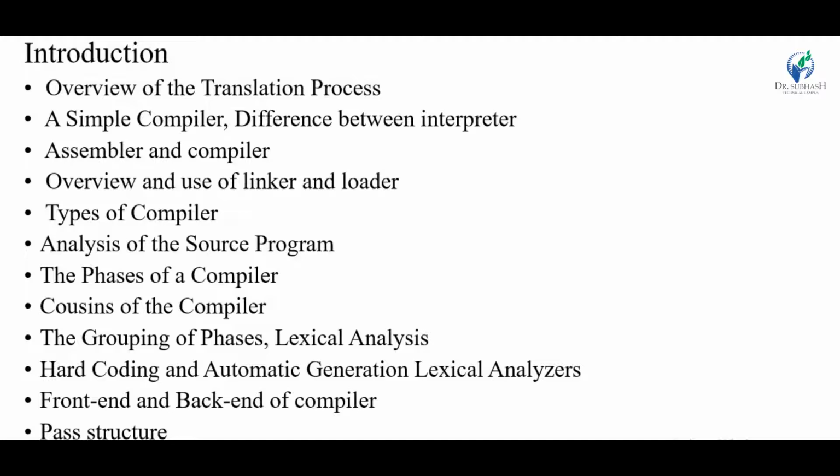Then analysis of source program, phases of compiler. There are 6 different phases of compiler. First one is lexical analyzer, second is syntax analyzer, third semantic analyzer, fourth intermediate code generator, fifth code optimizer, and last one is code generator. Source code is passed through all these phases of compiler, and then it generates the target program.